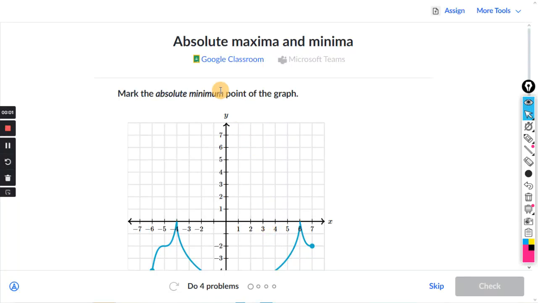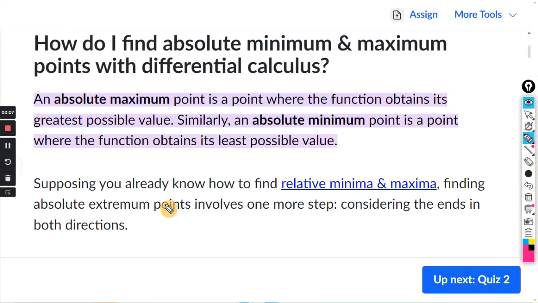This will be for the exercise, absolute maxima and minima. All right, so this is from a Khan Academy article, and it's pretty simple.